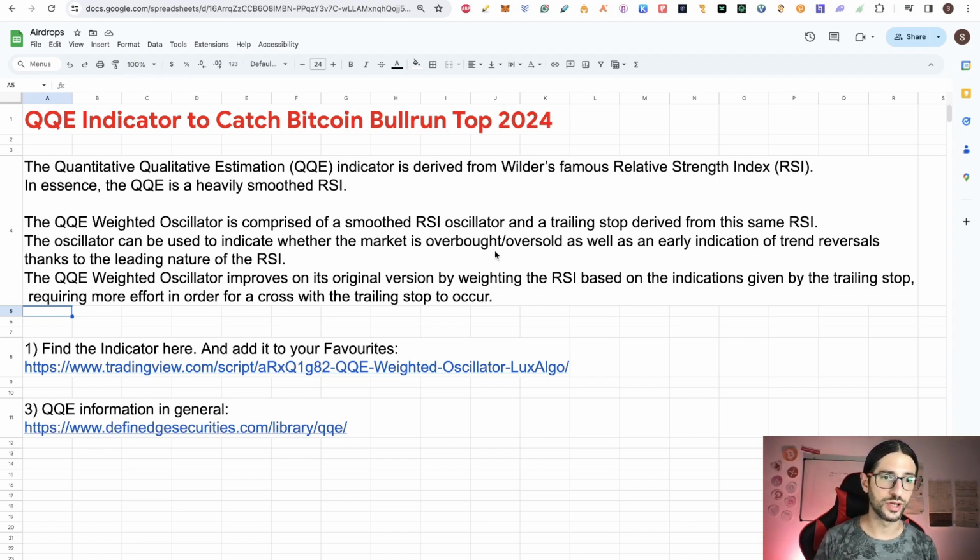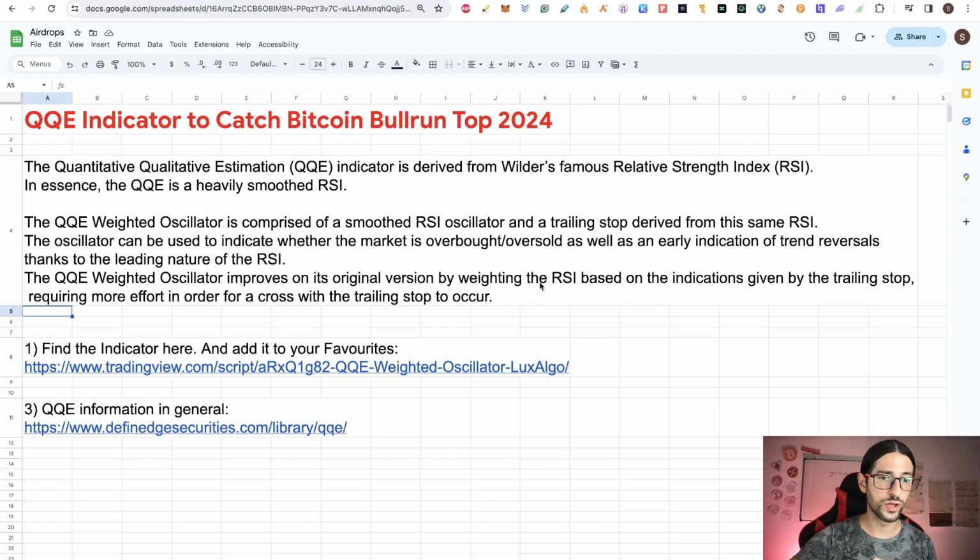The specific indicator that we are going to use, because if you go to TradingView there are many QQE versions, is the QQE weighted oscillator from LuxAlgo, and it's a comparison of the smoothed RSI oscillator, like I told you, and a trailing stop derived from this same RSI. The oscillator can be used to indicate whether the market is overbought or oversold, as well as an early indication of trend reversals, thanks to the leading nature of the RSI.